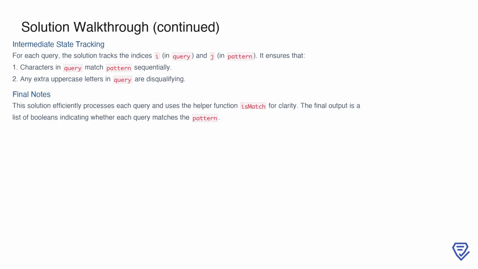Throughout the solution, we track the indices i and j to ensure that the characters in the query match the pattern sequentially. This approach ensures that the order of the pattern is preserved within the query. Additionally, we verify that any extra uppercase letters in the query, which do not align with the pattern, disqualify the query. The helper function isMatch encapsulates this logic, allowing us to process each query efficiently. The output is a Boolean list, clearly indicating which queries satisfy the Camelcase matching rules for the given pattern.